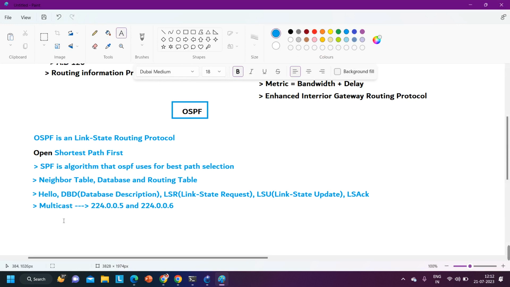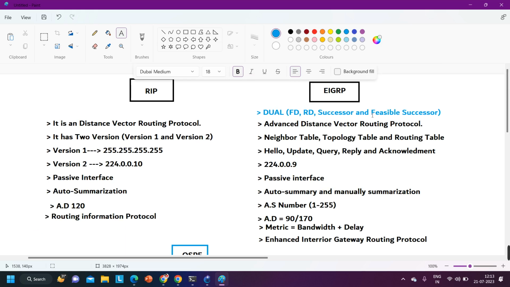So OSPF uses 2 multicast addresses, this one and this one. After that, as you know, OSPF is a link state routing protocol and it maintains a database, so we have to focus much on the database of OSPF. But before discussing the database, you have to understand OSPF neighborship, because in EIGRP neighborship is very simple.